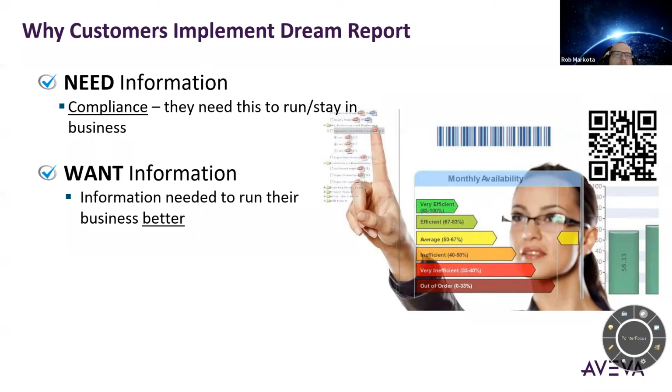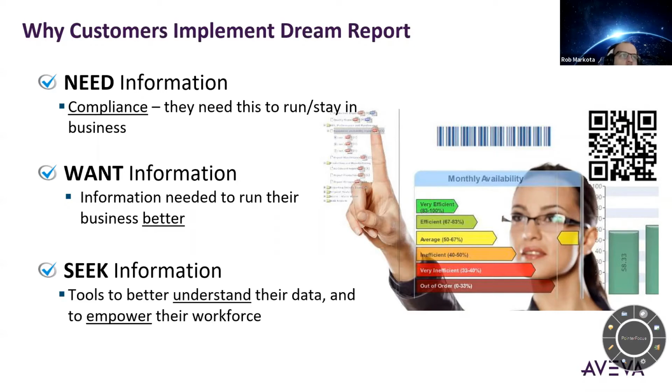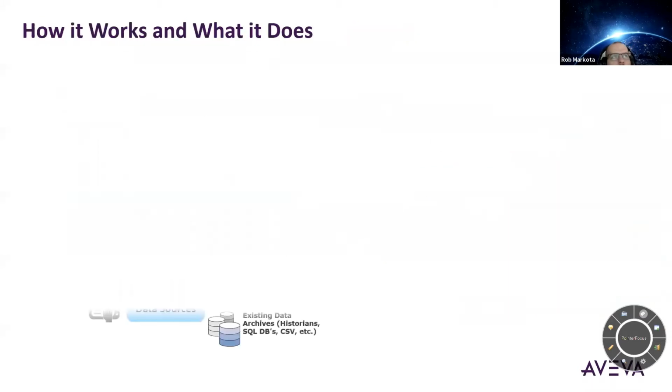And so Dream Report helps with understanding the data that you have through tree structure design, but then also lets you create reports that other people can understand. You don't want the only people who know how to make and read the reports to be the engineers. You want people in the business, management, executive team, everyone to be able to look at those reports and understand them. And finally, people want to better understand their data so that they can empower the workforce and maintain a consistent level of transparency throughout the company.